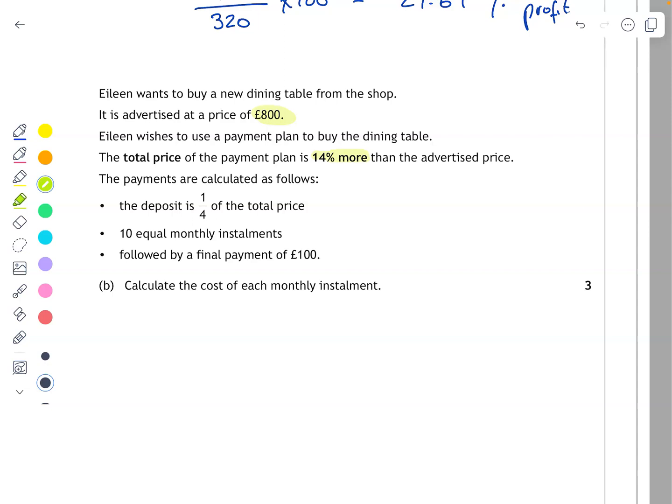And the payments are calculated as: the deposit is a quarter of the total price, 10 equal monthly payments, followed by a final payment of £100. Calculate the total cost of each monthly instalment. So we've got 10 monthly instalments. We want to find the cost of the monthly instalments. So first of all, let's find the total price.